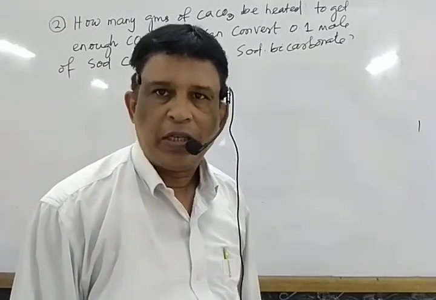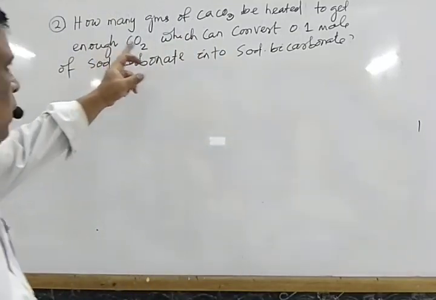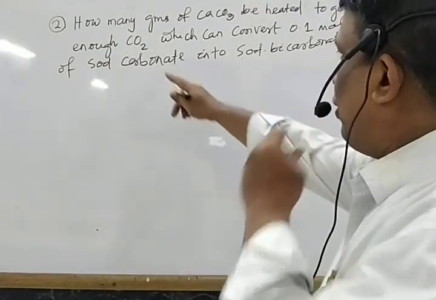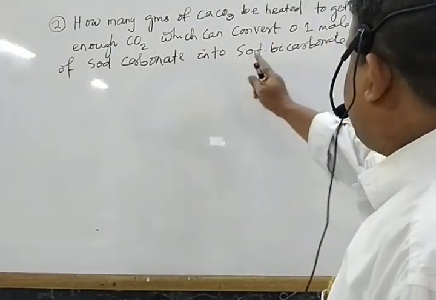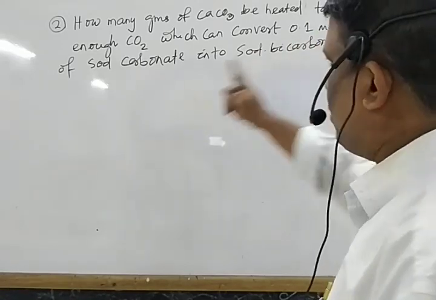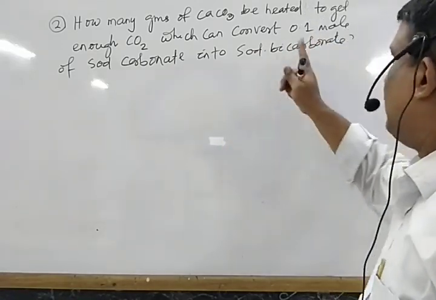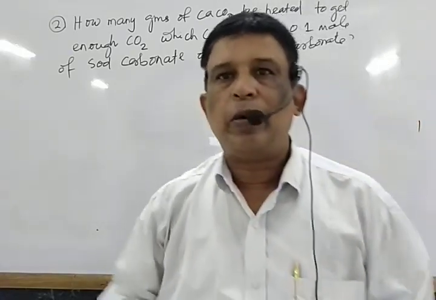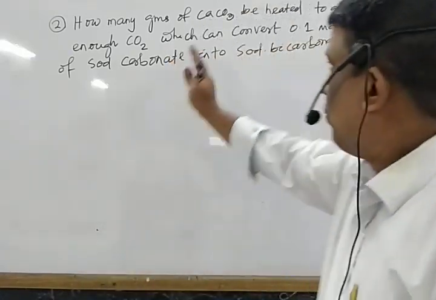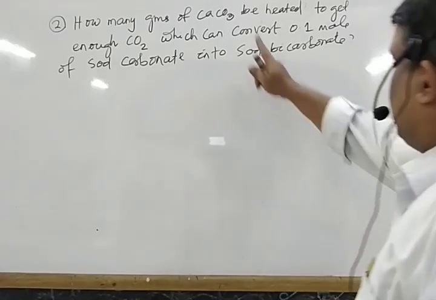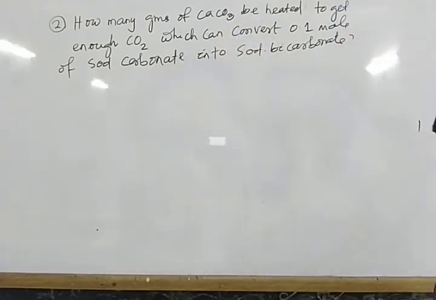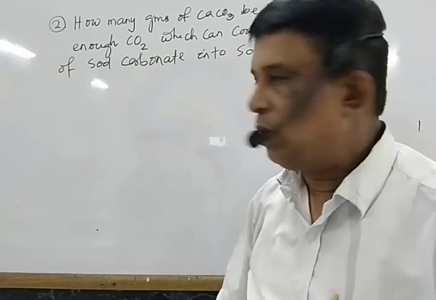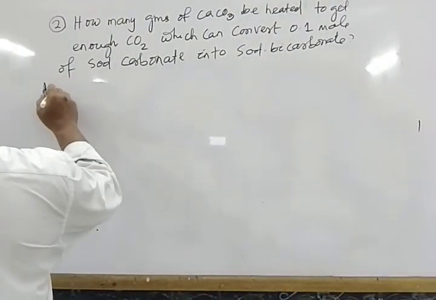Mark the second question. What is the question? How many gram of calcium carbonate must be heated to get enough carbon dioxide which can convert 0.1 mole of sodium carbonate into sodium bicarbonate? This problem is also based upon two phases. First, mark that, is the decomposition of calcium carbonate to find out how much carbon dioxide is involved.